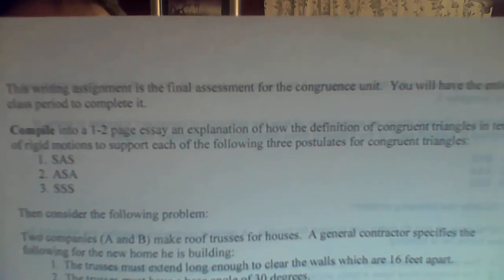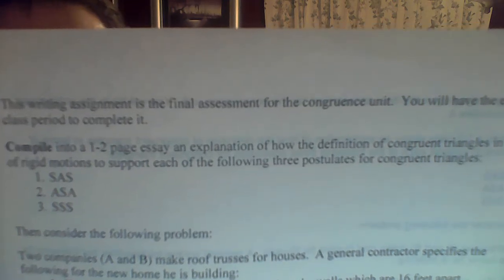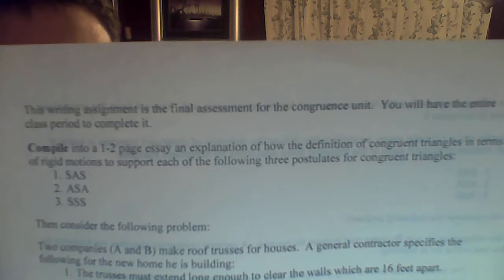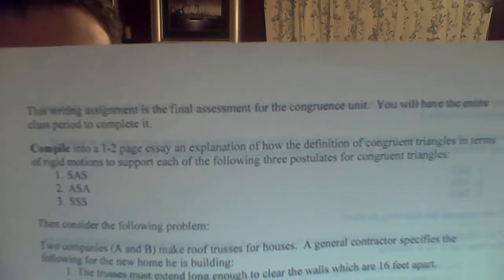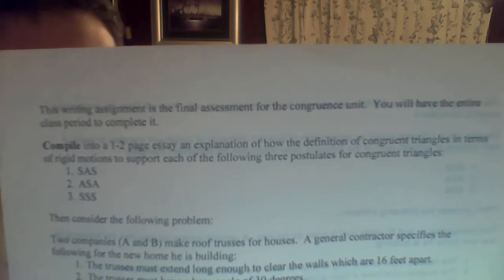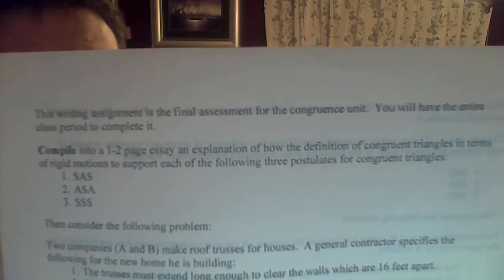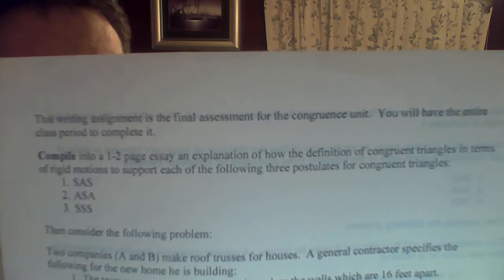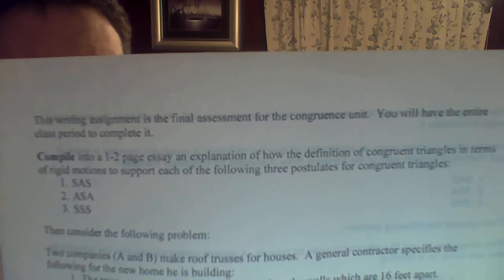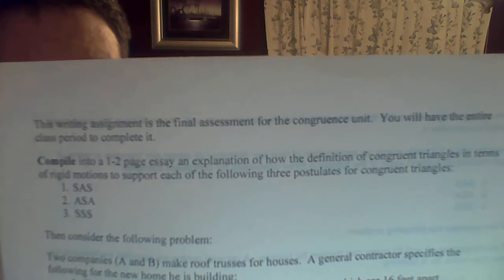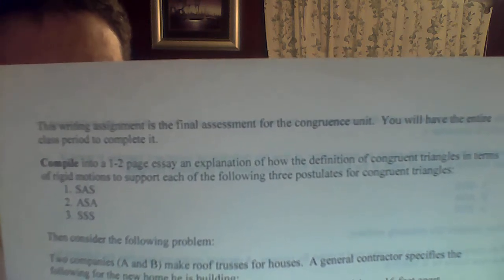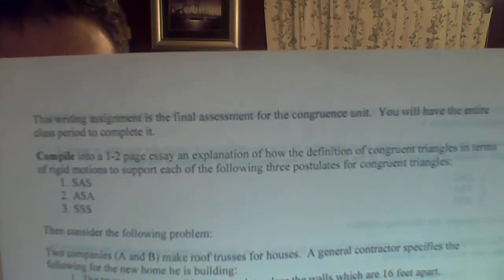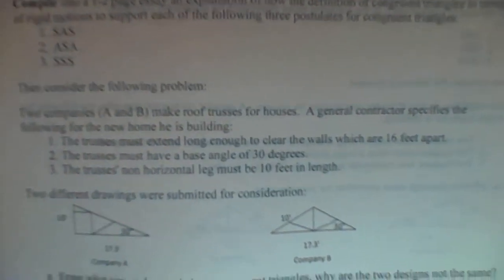This writing assignment is the final assessment for the congruence unit. You will have the entire class period to complete it. Compile into a 1 to 2 page essay an explanation of how the definition of congruent triangles in terms of rigid motions supports each of the following 3 postulates for congruent triangles: SAS, ASA, and SSS. Then consider the following problem.